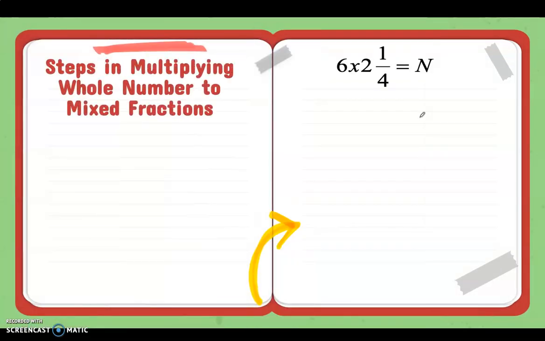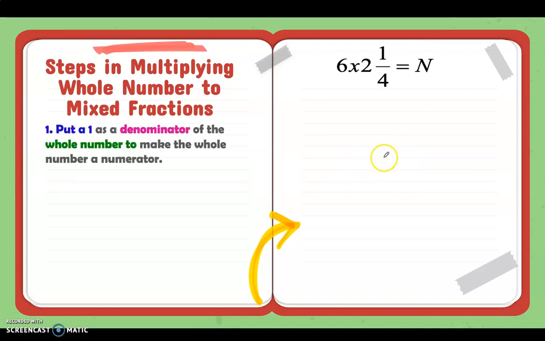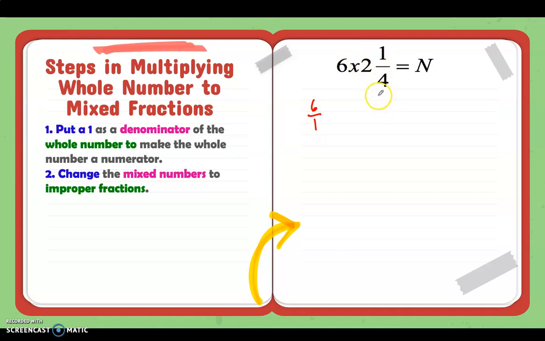Now next, what are the steps in multiplying a whole number to a mixed fraction? As you can see in the example, 6 times 2 and 1/4. So first is to put 1 as the denominator of the whole number. So we make the whole number a numerator and 1 a denominator, so we have 6 over 1. Then change the mixed number to an improper fraction, because you cannot multiply a whole number and another fraction. So you need to make it into fraction form or improper fraction.